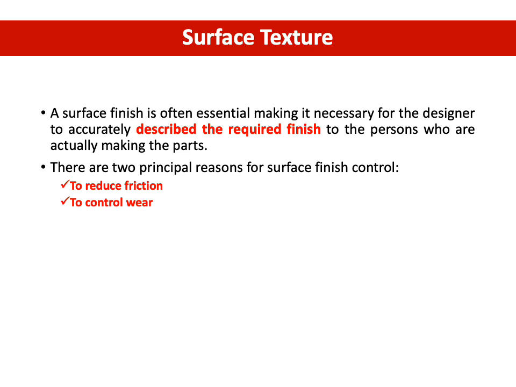So it's very important to note exactly what the surface texture of the materials is on the drawing, on the drawing parts also. There are two principal reasons for surface finish control. First, we can reduce friction or control wear if we know our surface texture.